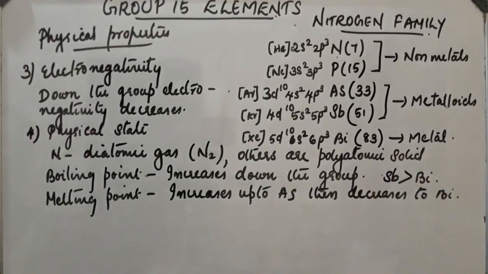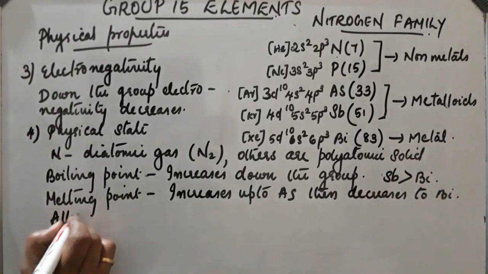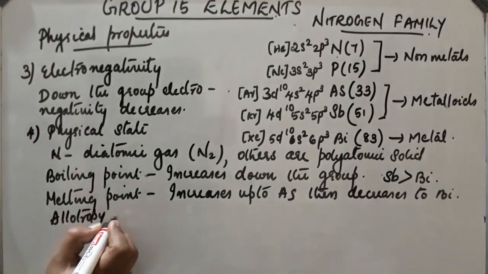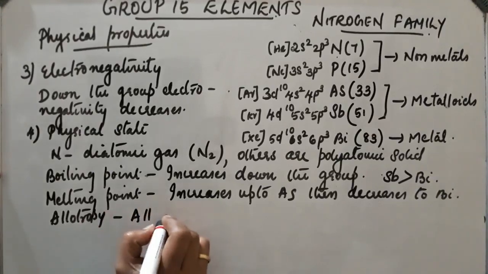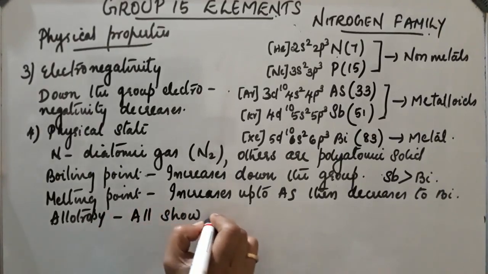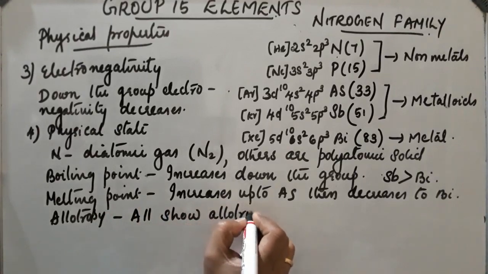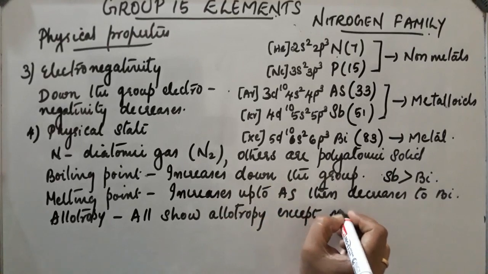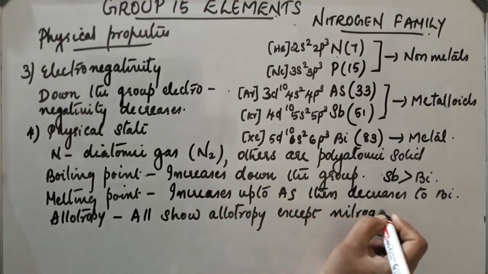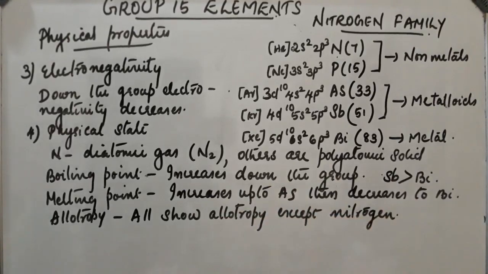Now next, allotropy. All show allotropy except nitrogen. These are the important physical properties of nitrogen family or group 15 elements.